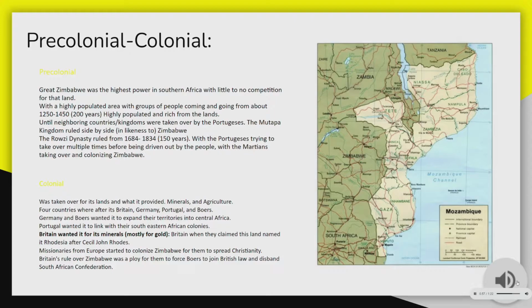Many other countries were after Zimbabwe's lands for various reasons, including their minerals, agricultural lands, and expanded territories. Missionaries from Europe started arriving, spreading Christianity throughout the lands, and Great Britain's rule and law caused the disbanding of the South African Confederation.